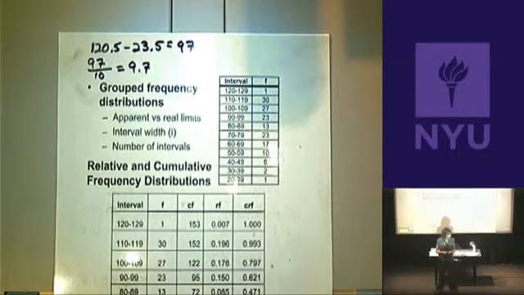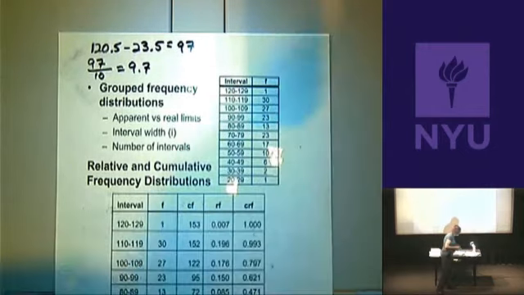23.5 is the lower real limit for a score of 24. Right? It's half a unit below 24. And 24 is the lowest score a kid could get. Okay? All right. So that's essentially how we get our grouped frequency distribution.